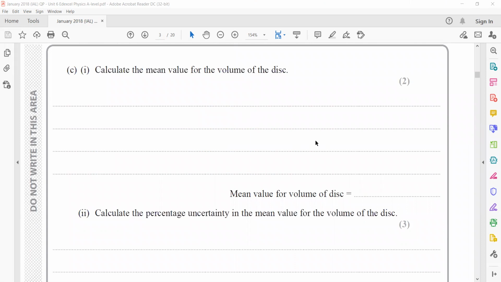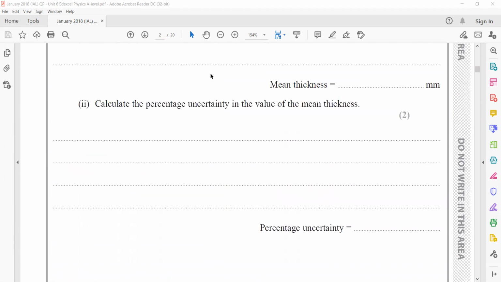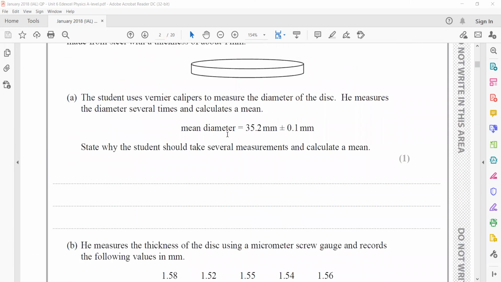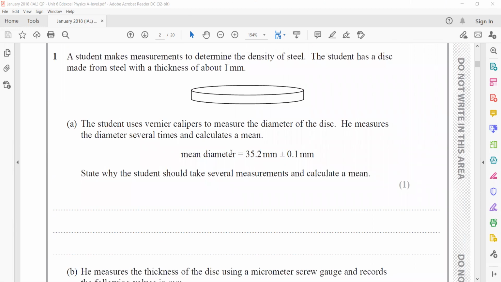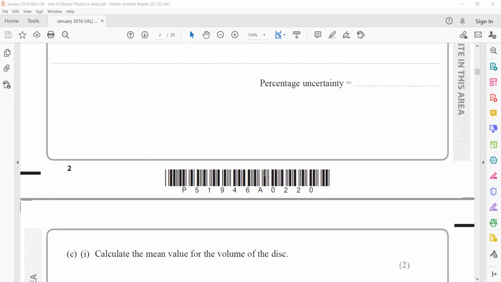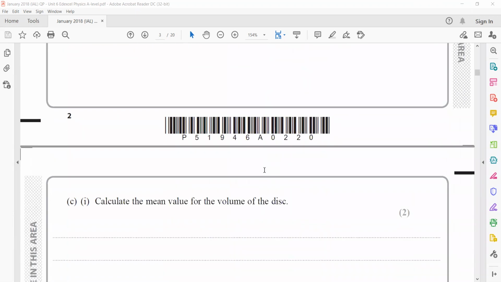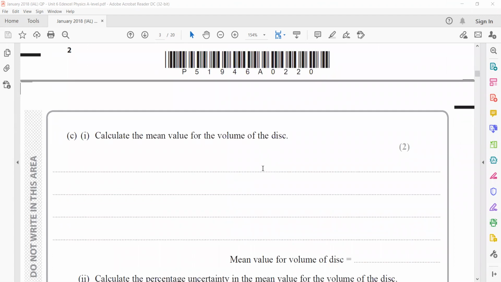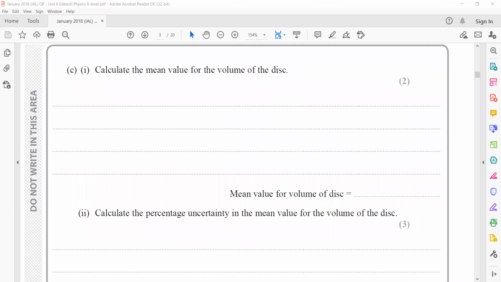Calculate the mean value of the volume of the disk. So how to calculate the volume of a disk? It's pi r square h. Both values are correct, half range or full range. Maximum minus minimum divided by 2 and then divided by mean into 100, that's a half range, like 2% more or 2% less. Or maximum minus minimum divided by mean into 100, that is a full range uncertainty. So both values are acceptable.